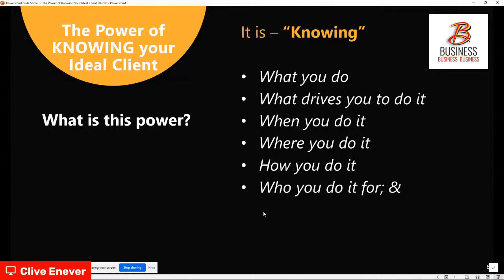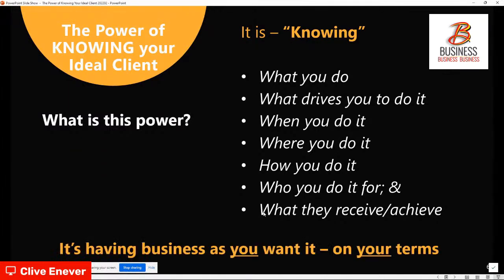And of course, we've got to have a client, who you do it for and what they receive. What's a client going to achieve by working with you? We can understand that at a really deep level. Your business becomes the business that you want to have. And it's doing business on your terms.